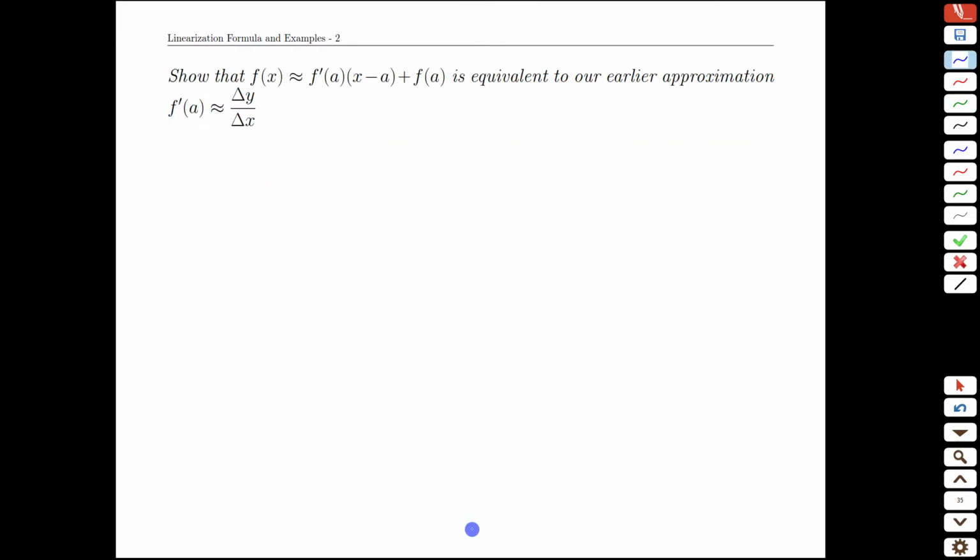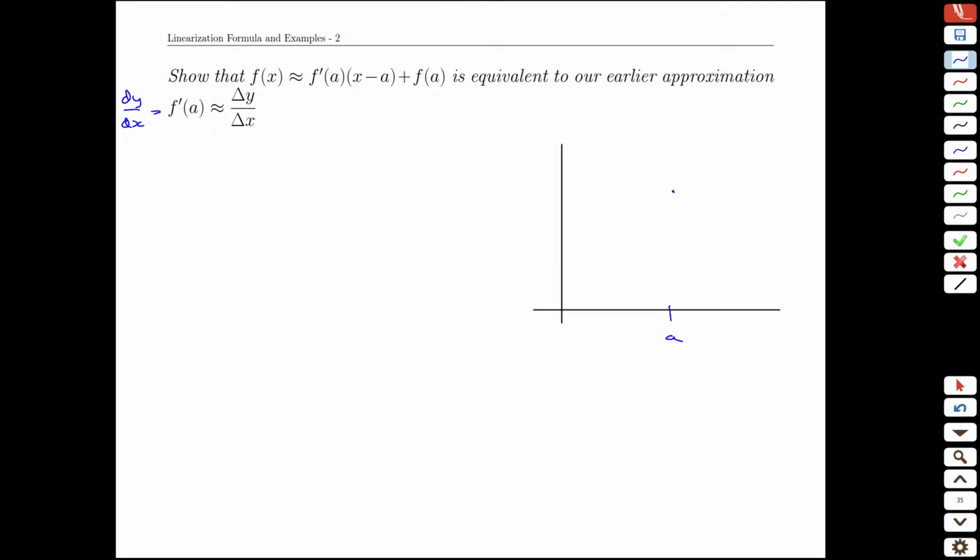Having just seen this formula, it's worth remembering that we also saw another relationship based on Leibniz notation, where we said the derivative dy dx is approximately the same as delta y over delta x, where we actually have changes in x and y. These are both linearization formulas. That can be confusing initially until you realize they're exactly the same formula. There's nothing different between these because it's easy to convert from one to the other.